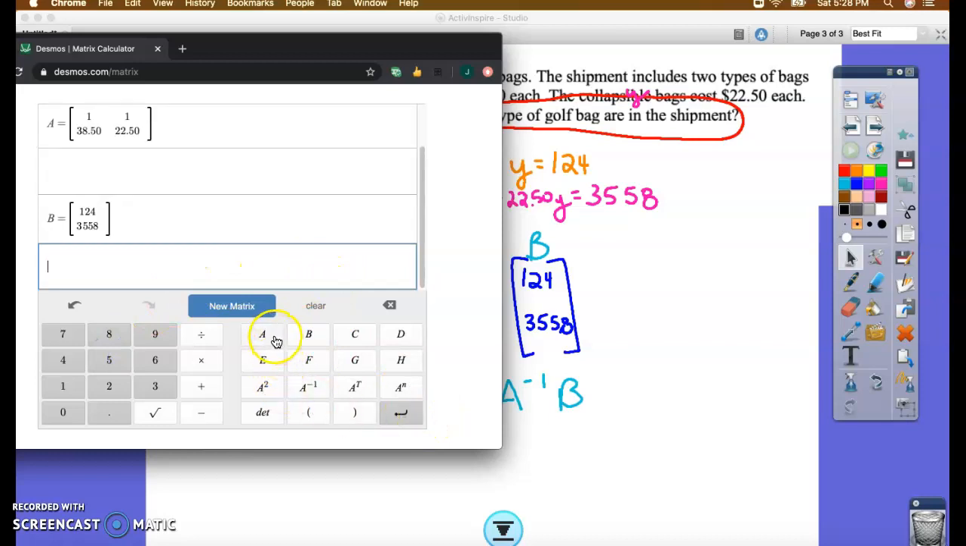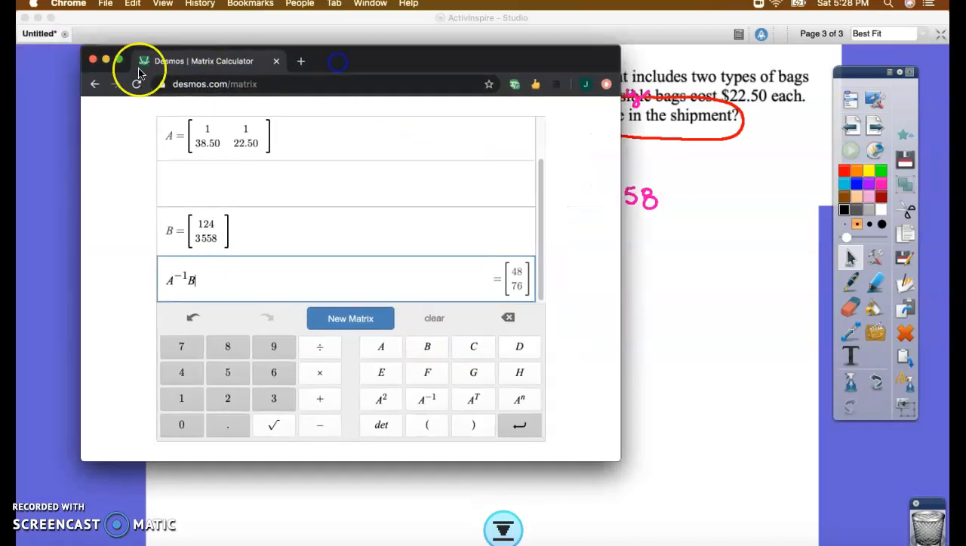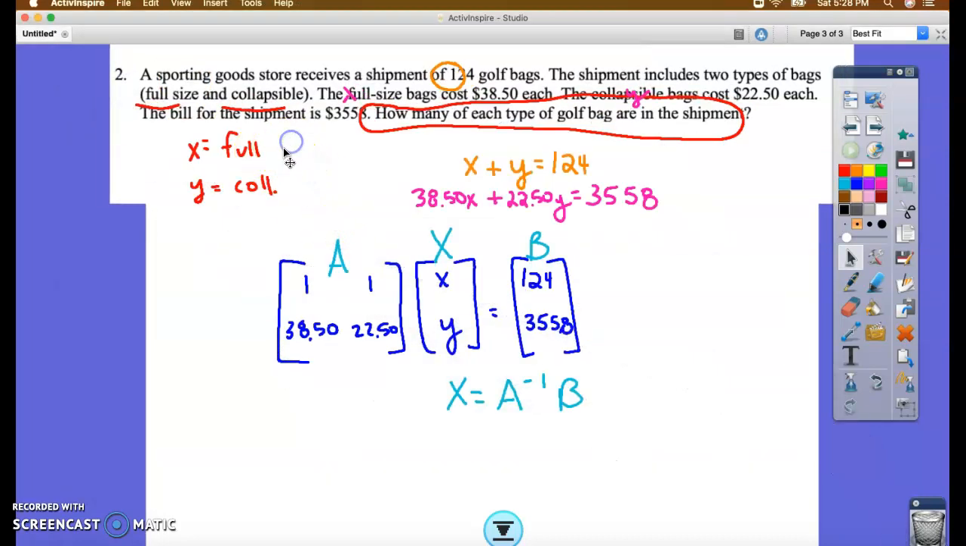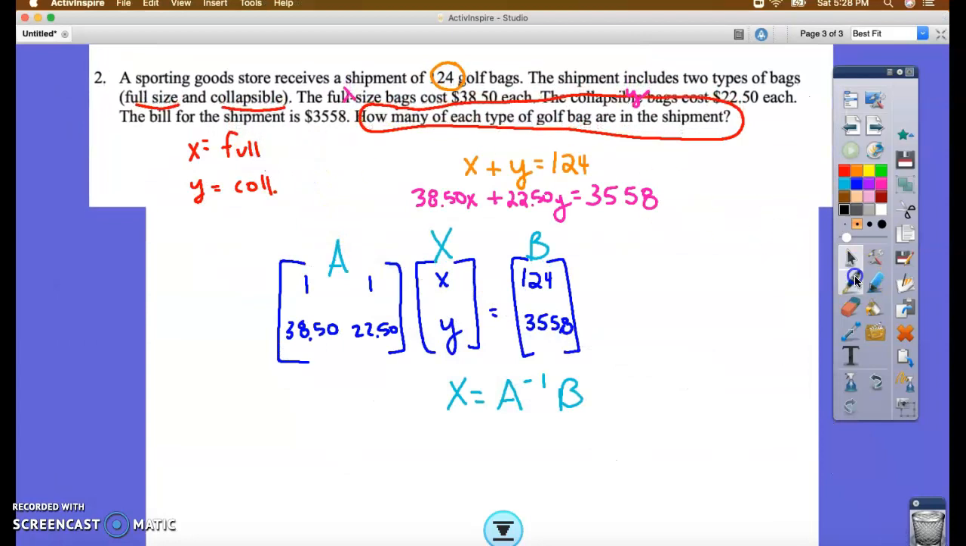We are ready. A inverse B. It exists, so that's good. Here we go. 48 and 76 are the number of golf bags. 48. Oops. And 76. These two numbers add to 124, and when multiplied by their money, add to this grand total. So, word problems are not as terrible as you think. It just comes down to organizing your information.